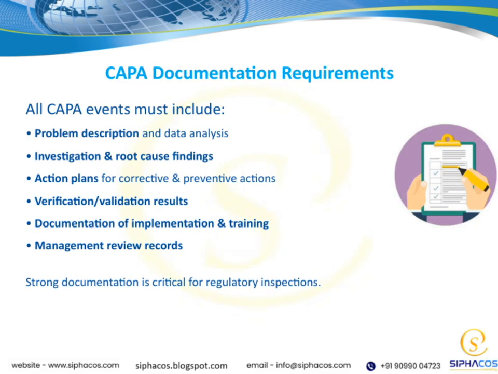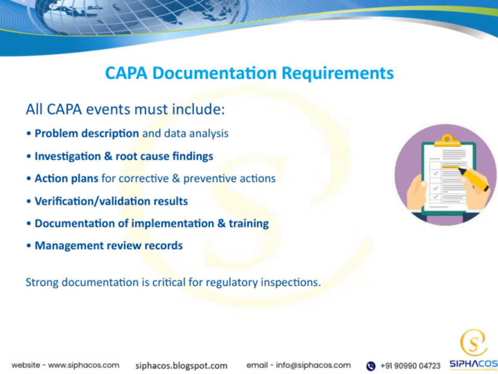Let's talk about CAPA documentation requirements. Every CAPA event needs to be thoroughly documented, and that starts with a clear problem description along with data analysis. It's essential to explain what the issue is and how the data supports it. Next, we need to include the investigation process and identify the root cause findings. This helps ensure we're addressing the actual problem, not just the symptoms. Then, we should outline specific action plans for both corrective and preventive actions. These are the steps we'll take to fix the problem now and prevent it from happening again in the future.